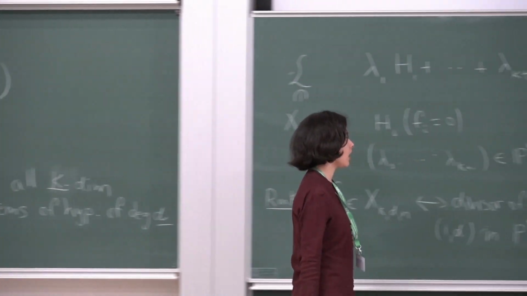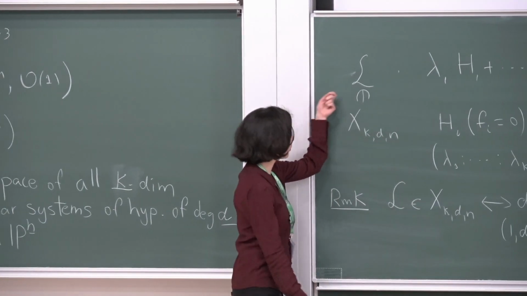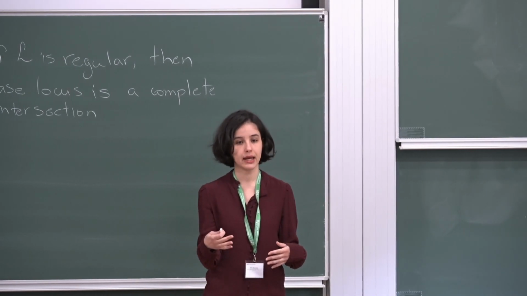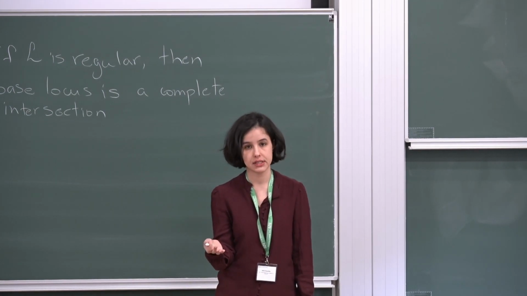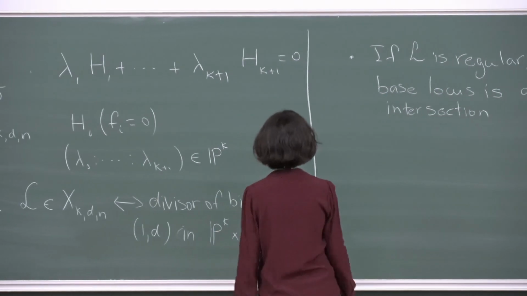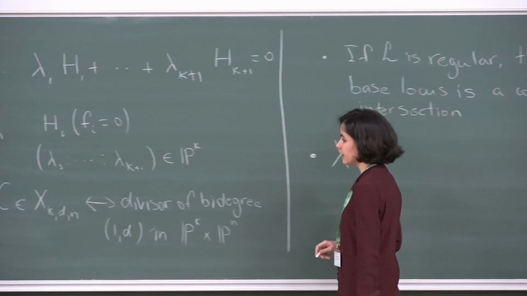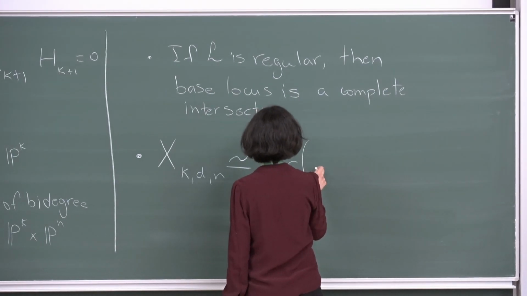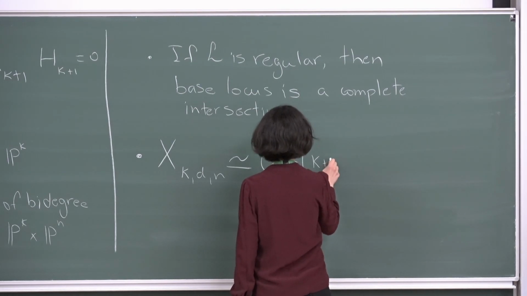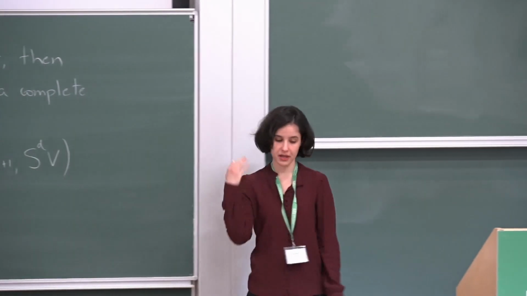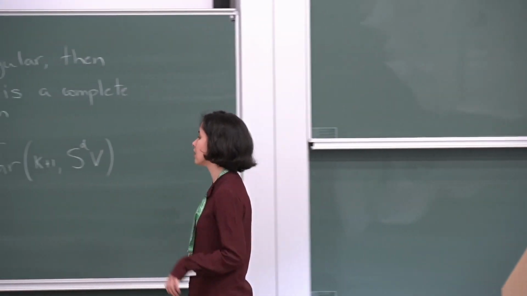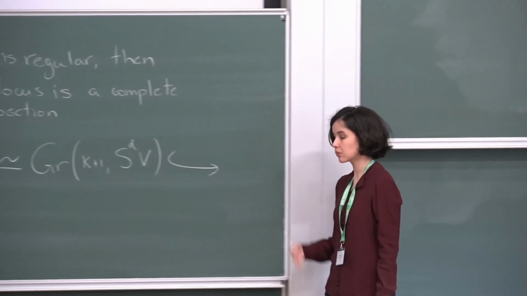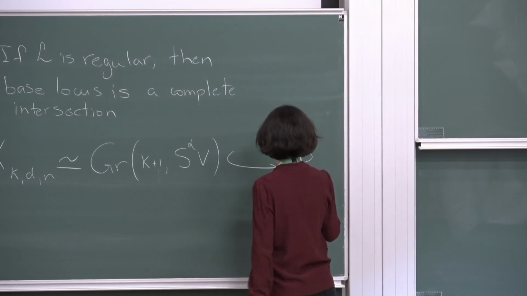In any case, what are we doing? If we pick an L in X_{K,D,N}, we are picking a K-plane inside the space of all hypersurfaces of degree D. In particular, I'm going to identify X with a Grassmannian, the Grassmannian of K-planes in Sym^d V, the d-th symmetric power of my vector space V. I'm going to view this variety sitting inside some large projective space via the Plücker embedding.